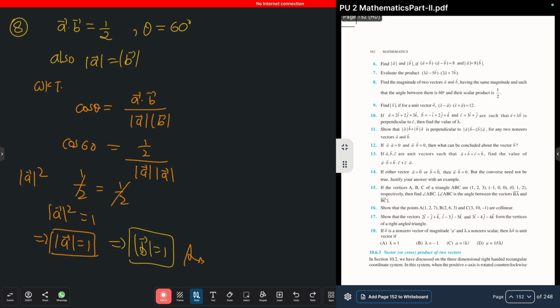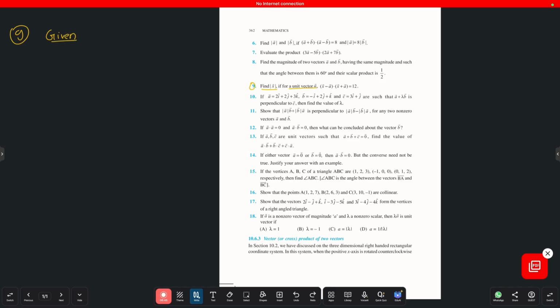Question number 9, next. If you read it, it's very easy. Find mod X for a unit vector A. First given thing is mod A equals 1 because A is a unit vector. And also we have X vector minus A vector dot product with X vector plus A vector equals 12.